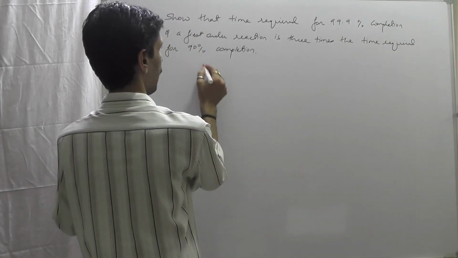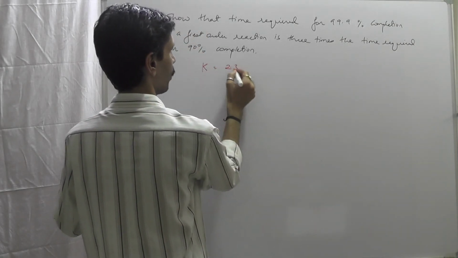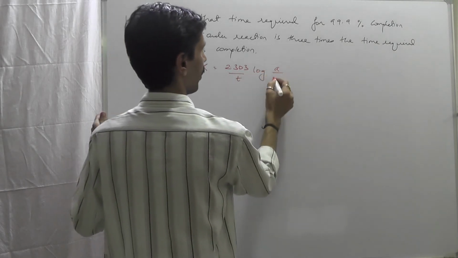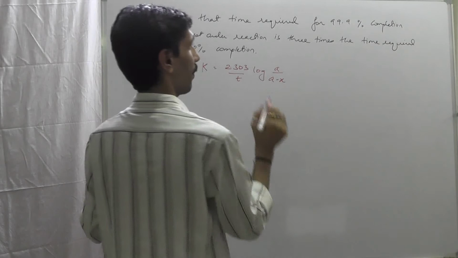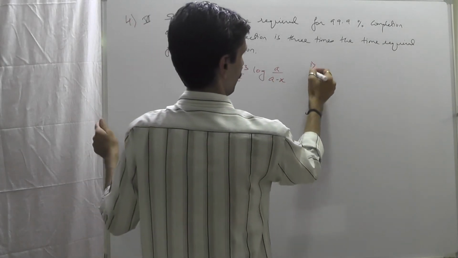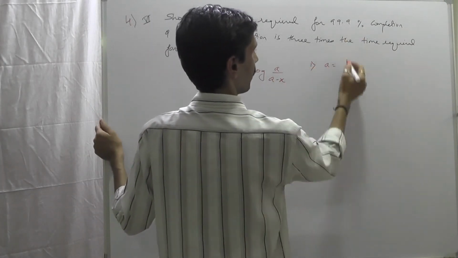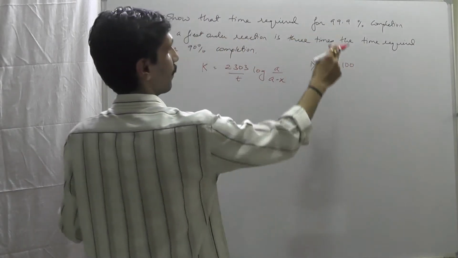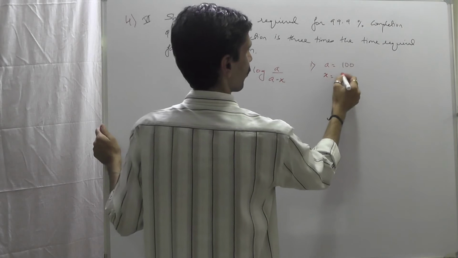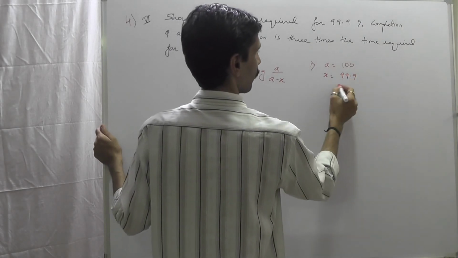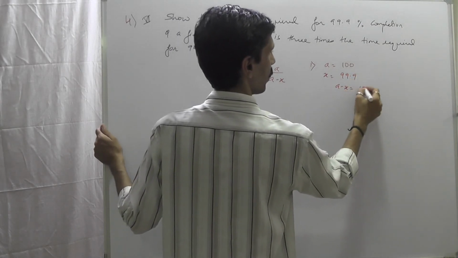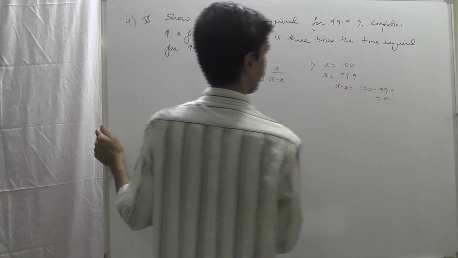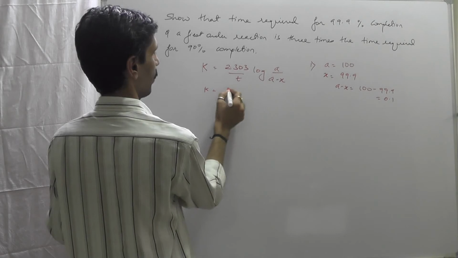फॉर्मूला आपको मालूम है, and that is K is equal to 2.303 upon t into log of A upon A minus of X. अभी first case consider करेंगे हम लोग. पहले case में see, it is in percentage, so A is equal to 100. Now 99.9% is completed, so X is 99.9. So therefore A minus of X will be equal to 100 minus 99.9, and that is equal to 0.1.